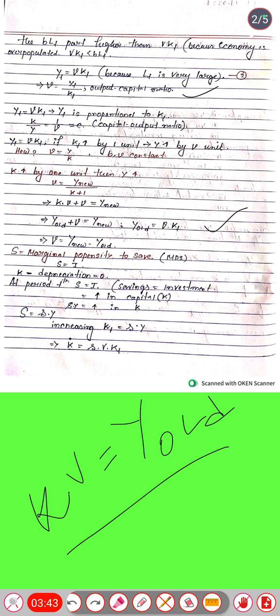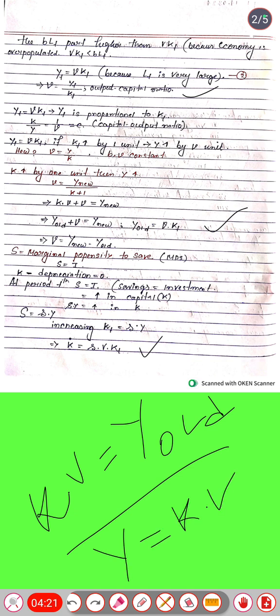So s is equal to the marginal propensity to save. Capital depreciation is equal to 0 at the tth period. Savings equals investment. So if there is an increase in capital, then we can say that small s into Y is equal to the increase in capital. Increase in capital is equal to s into Y, or change in capital, that is K dot, is equal to s into v into K. We know that Y is equal to K into v.